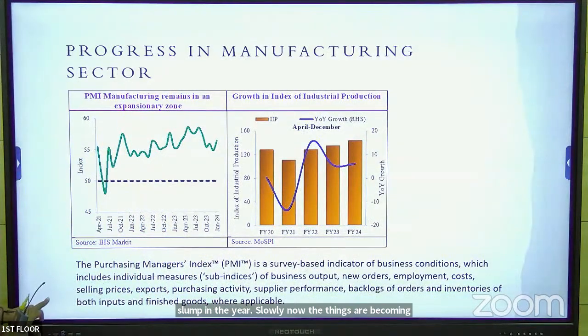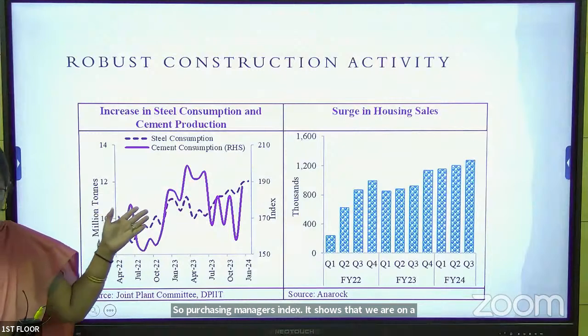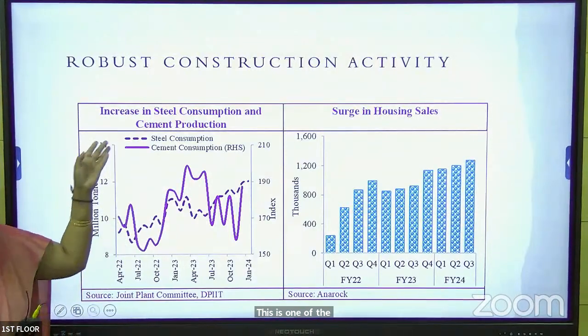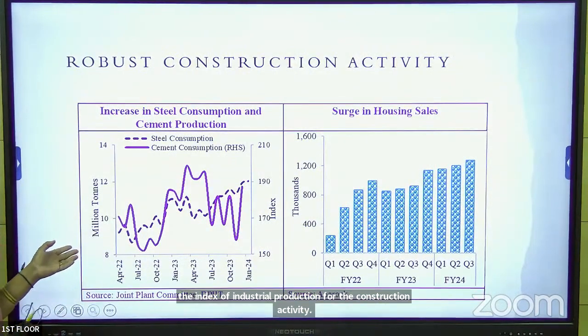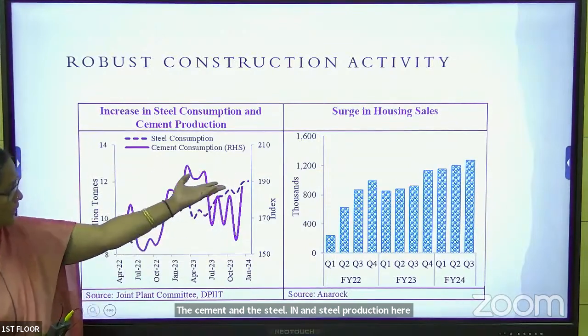So the purchasing managers index shows that we are in an expansionary zone. This is one of the core industries which comes under the index of industrial production for construction activity: the cement and the steel, iron and steel production. Here also you are seeing that there were ups and downs, but slowly now it is recovering.